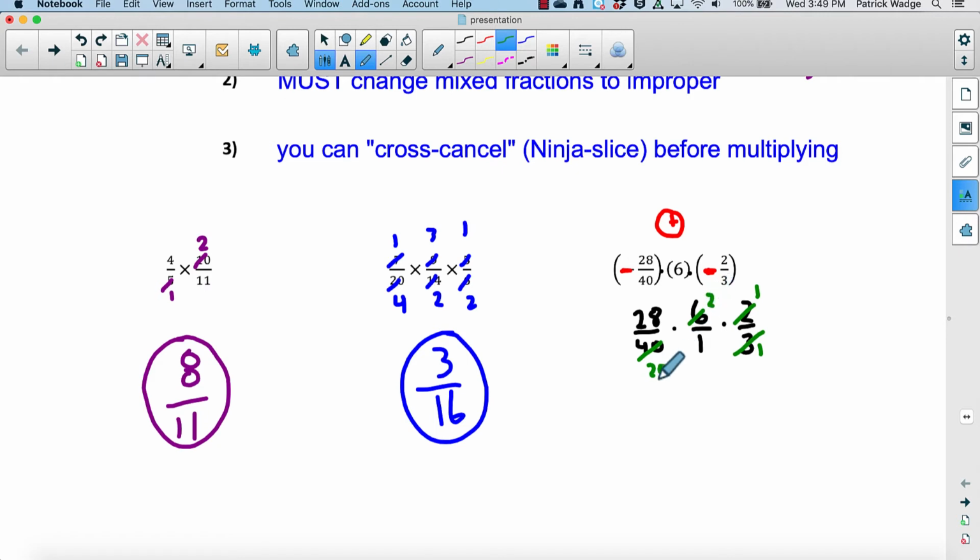I could do the 2 and the 20. I know it's already sitting there, there's a 2, but now you could cancel that one. Divide it by 2 and 2. So 2 divided by 2 is 1, 20 divided by 2 is 10. Anything else you could do? Yeah, there is. You could do the 28 and the 10.